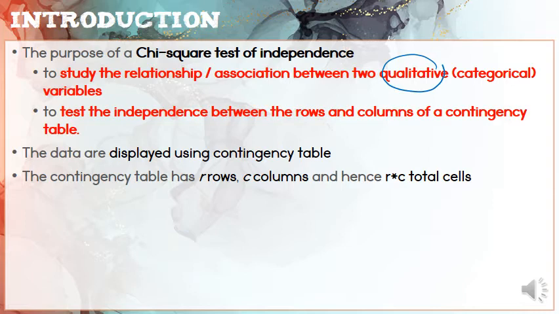The data are displayed using a contingency table, and the contingency table has R rows, C columns, and hence R times C total cells.